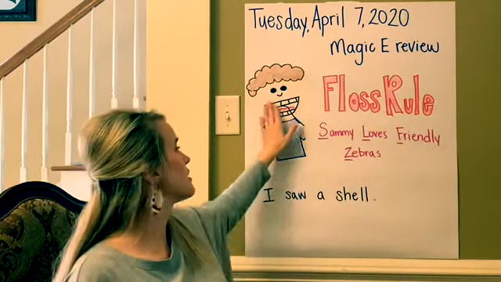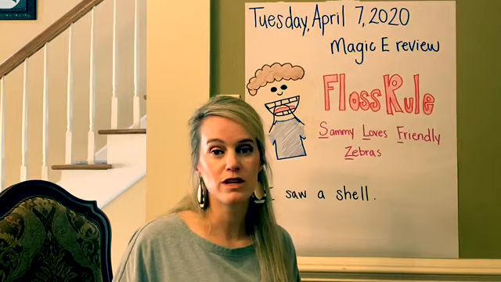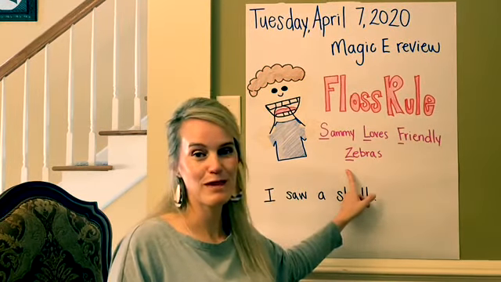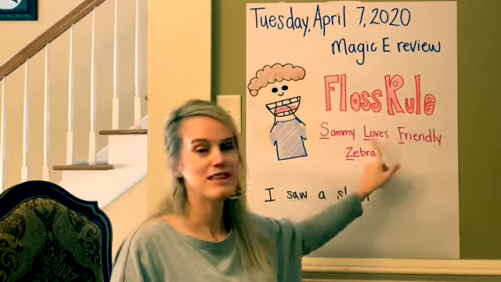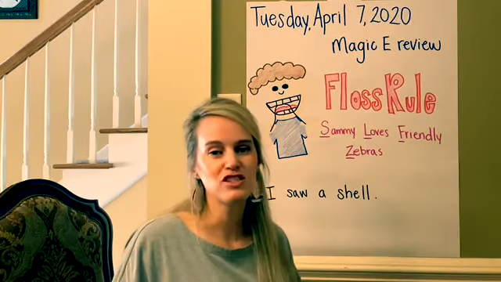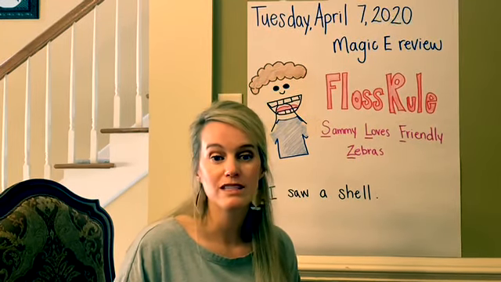So I've got my friend up here, he's flossing his teeth. Another way that you can remember that rule is by saying, Sammy loves friendly zebras. Say that with me. Sammy loves friendly zebras. Say it fast. Sammy loves friendly zebras. Okay, so that's just another way that you can remember that rule. So let's go ahead and write some of those words.